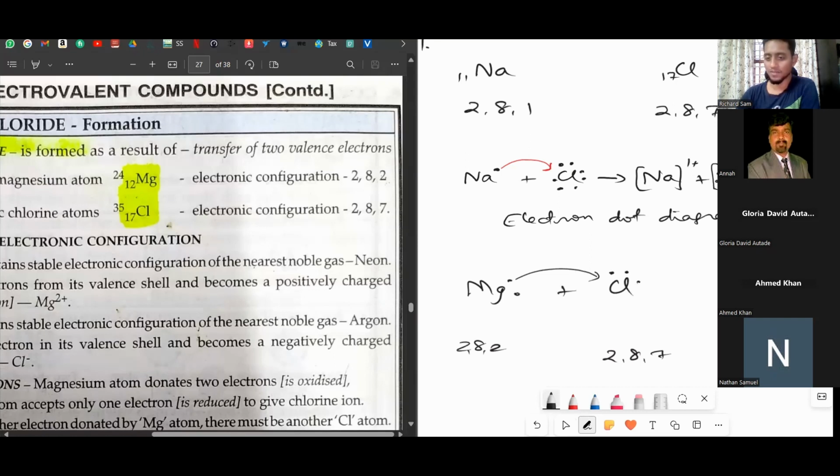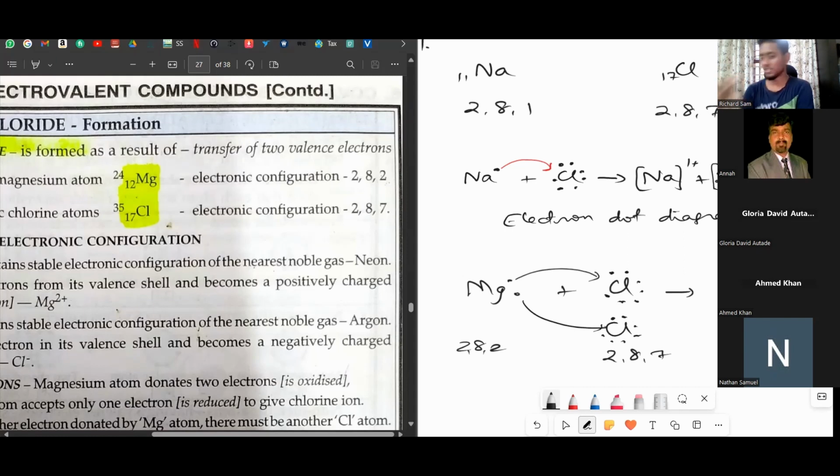Here this chlorine has 7, so it gets 1 electron from magnesium. Where does the other one go? Can it go here? No, chlorine already got its 8. Does it stay there itself? Then it won't be stable. It will go to another chlorine atom. That's why when Mg joins with Cl, it's not MgCl. It is MgCl2, because one magnesium atom joins with 2 chlorine atoms. That is the structure, MgCl2.